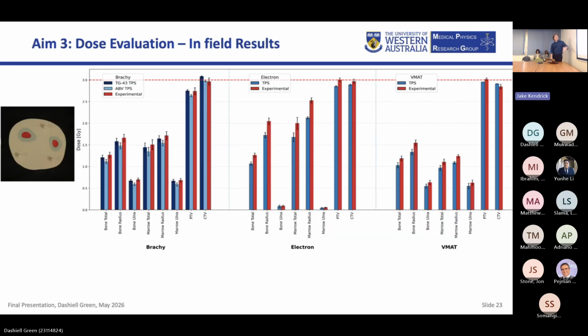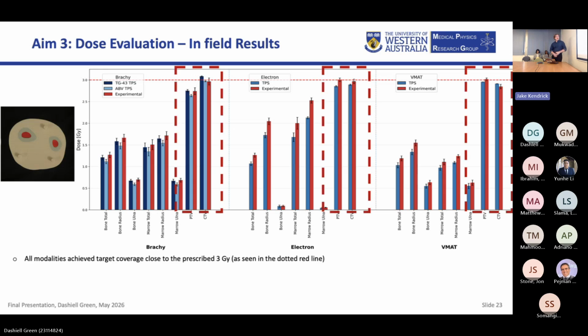So just before we go over the results, I'll point out here, this one here is the radius, that one there is the ulna, and the treatment area was up around here. So what we notice is all modalities actually achieved target coverage close to the prescribed 3 gray dose, as seen as in the dotted line at the top. And the target coverage never actually deviated by more than 5% across all 3 of them.